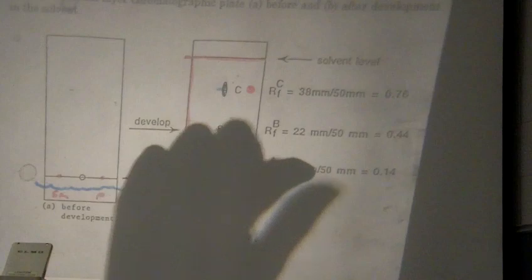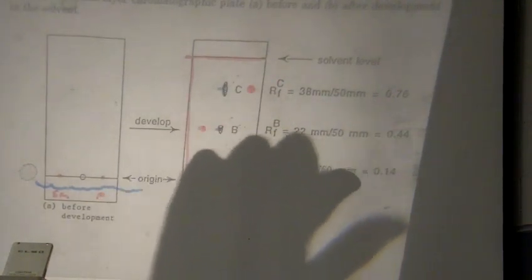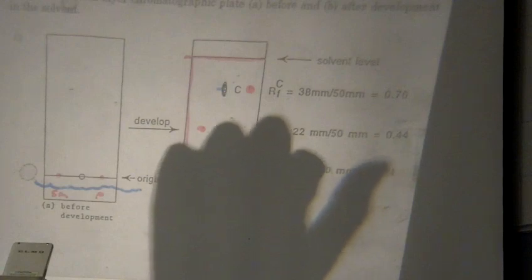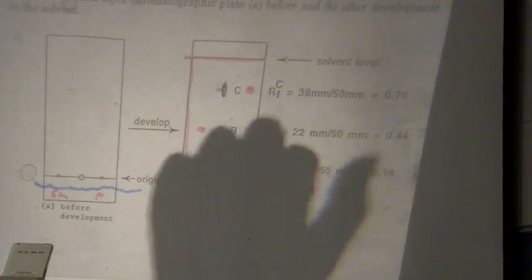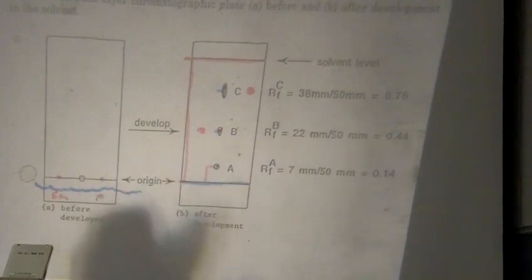And so for A, based on this information, it's 7 millimeters divided by 50 millimeters. You've got an RF value of 0.14. Since you have a distance divided by a distance, our units cancel out, and RF values don't have units. They're just numbers.